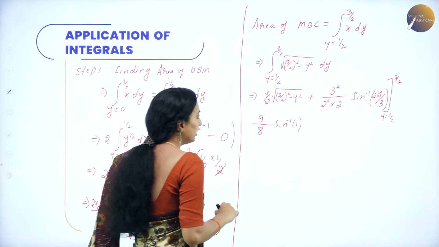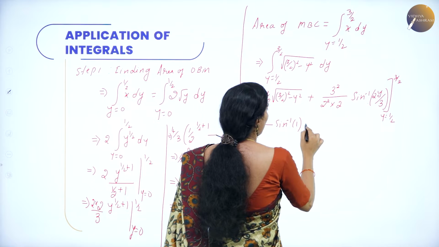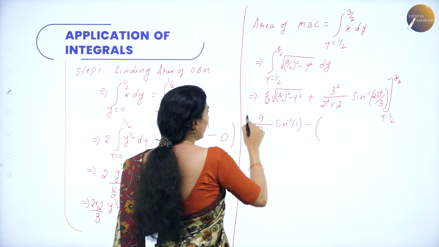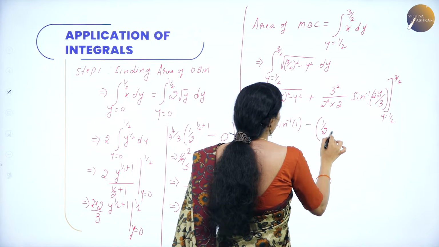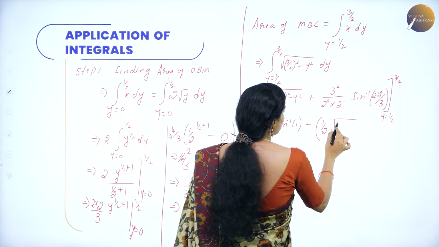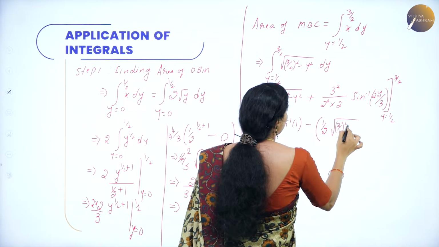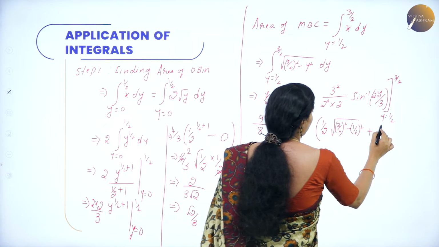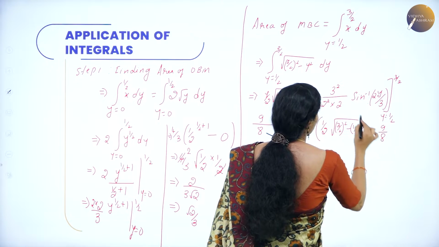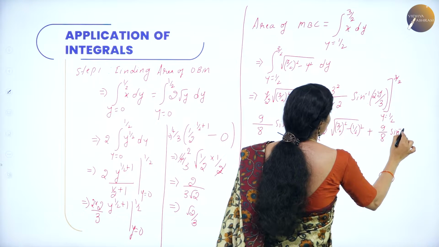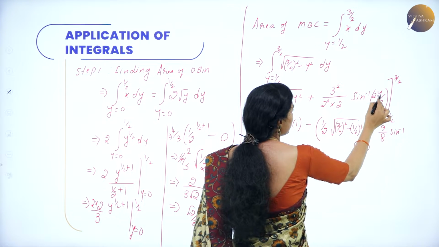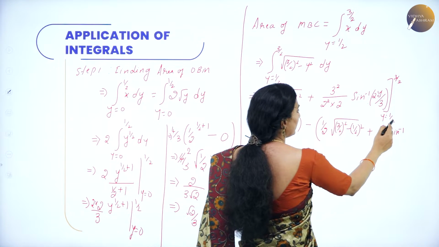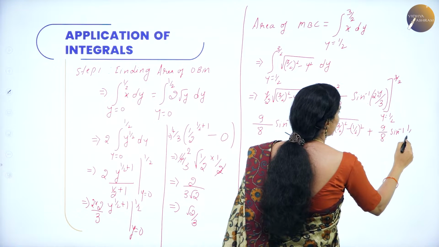Sine inverse of 1. Again applying the lower limit, open the minus symbol. If you apply the lower limit as 1 by 2, you are going to get 1 by 2 into under the square root of 3 by 2 whole squared minus 1 by 2 whole squared, plus 3 squared, that is 9 by 8, into sine inverse of, if you compare here, 1 by 2 substituted, 2 will get cancelled. Remaining is nothing but sine inverse of 1 by 3.